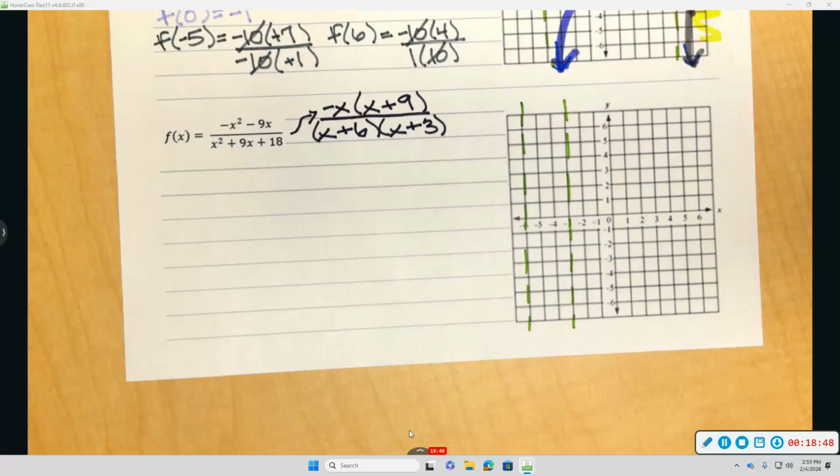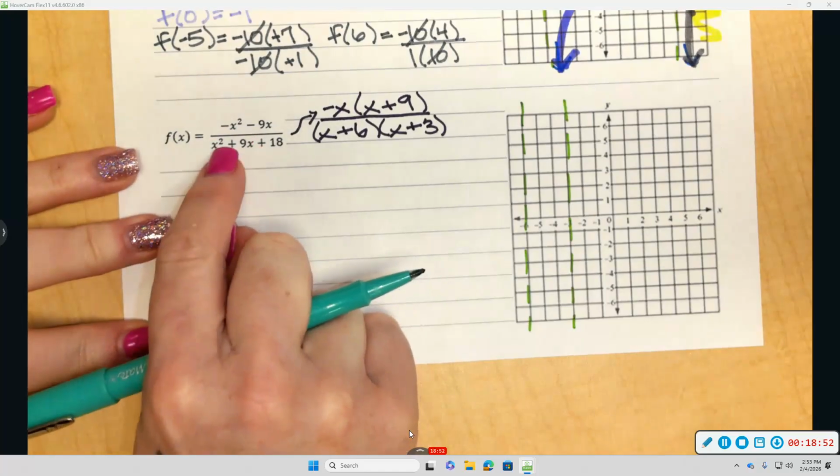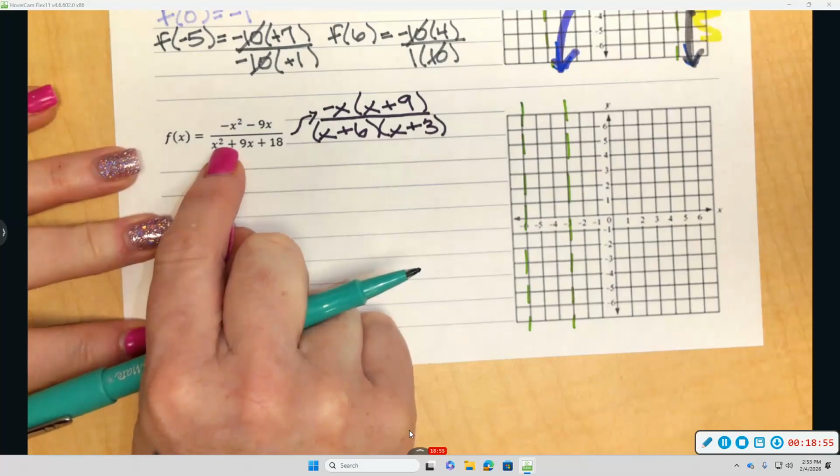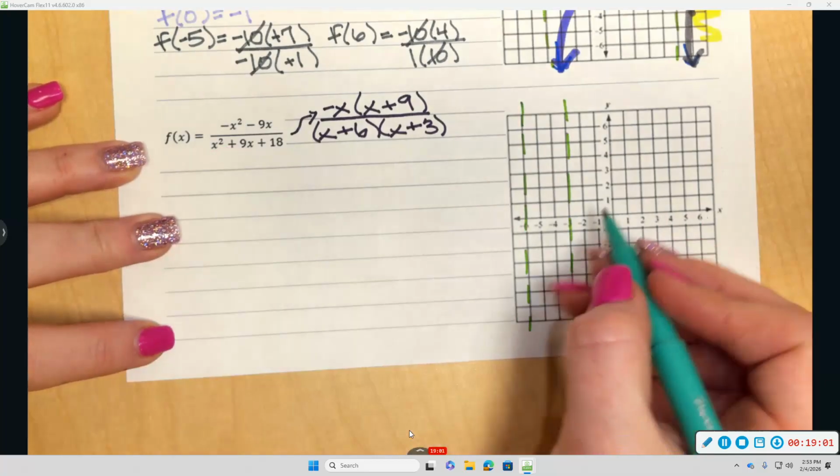I could go ahead and do the horizontal asymptote also if I like. This is x squared over x squared. The exponents are the same. Divide the coefficients. So my horizontal asymptote will be y equals negative 1.